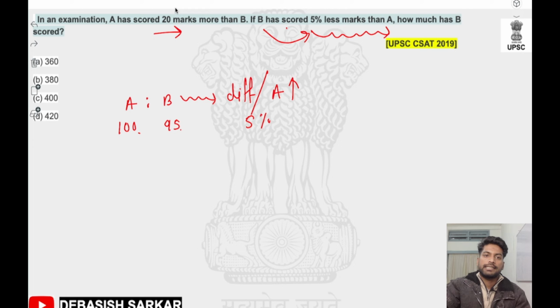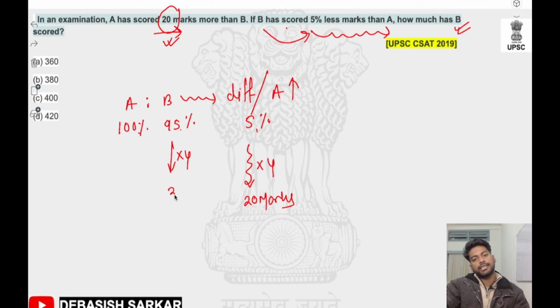Now check in the marks. A got 20 marks more. So this 5% definitely denotes your 20 marks. So 5 and 20, this is 4 times. So definitely, okay, how much did B score? So multiply B's 95 by 4 as well. So this is your 380 marks.